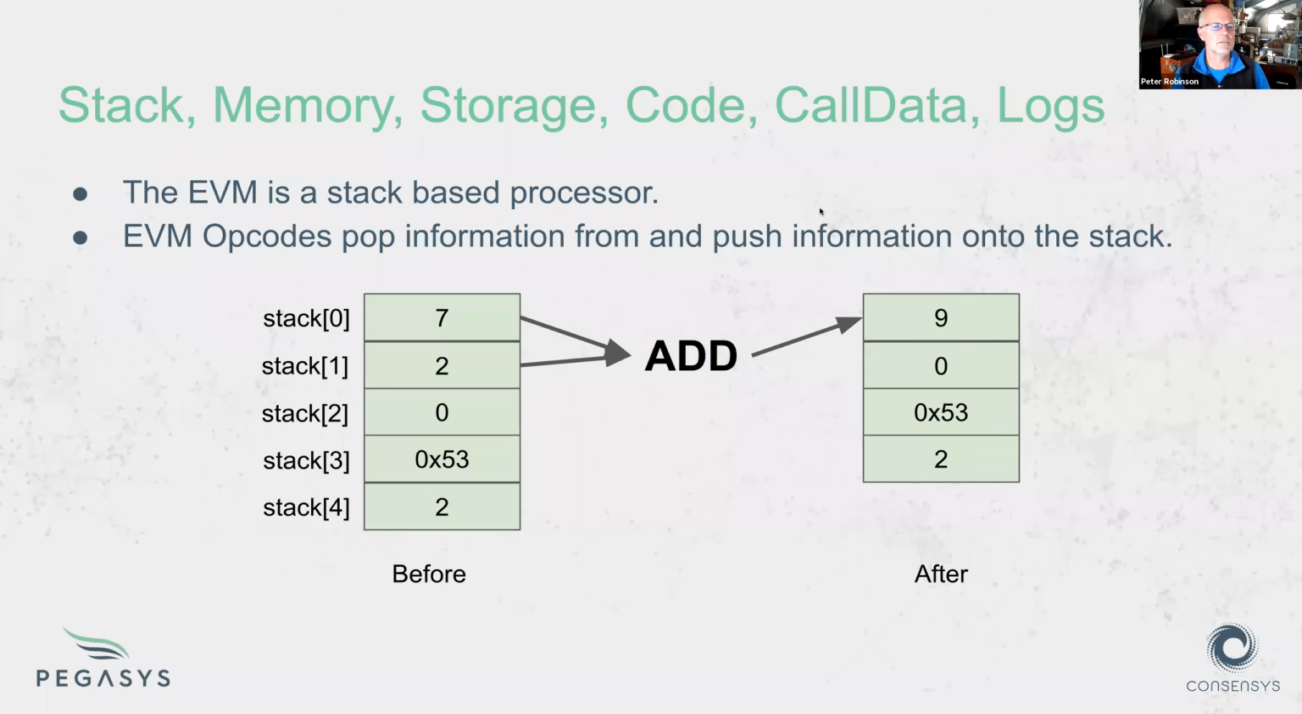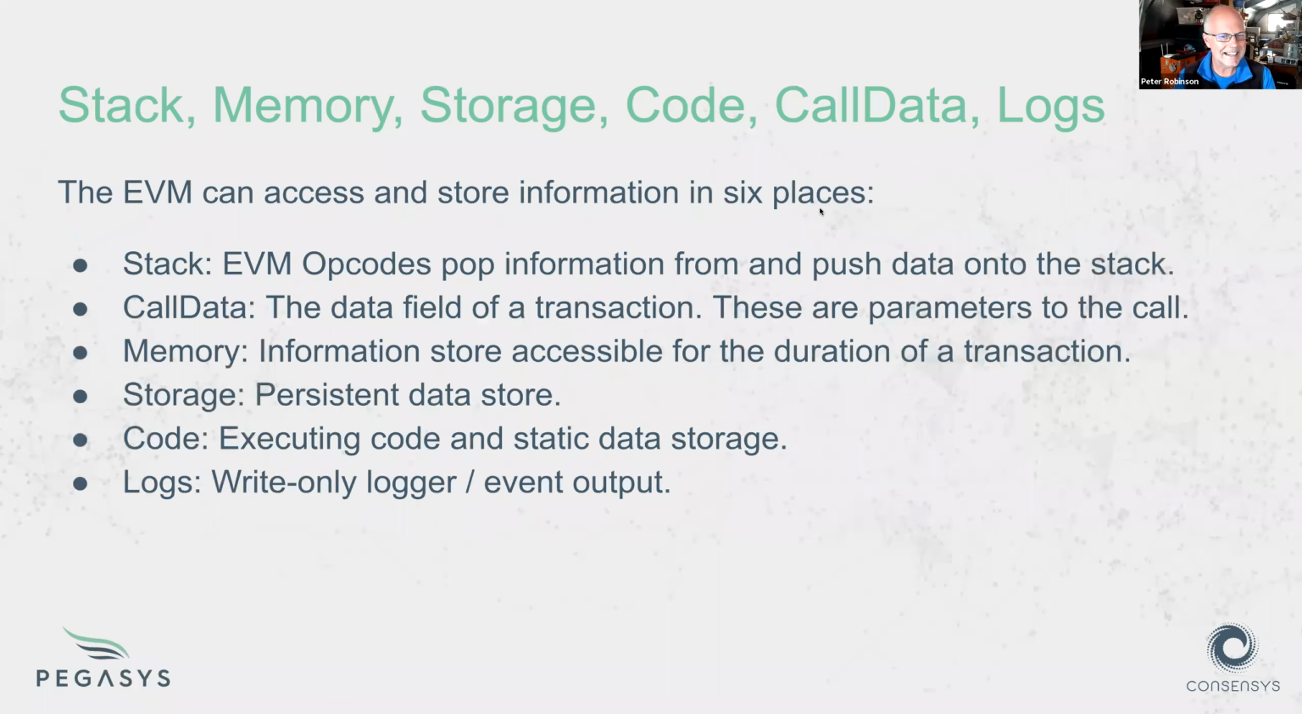And so inside of the EVM, you can access and store information from 6 different places. So there is the stack, so you can push stuff onto the stack and keep it there for a while as temporary storage. The stack isn't persistent, so at the end of the transaction, the stack is gone. You've also got CallData. So you remember the data field that there was in a transaction. So that information is available to the contract. So when that transaction comes in, that CallData is a read-only memory area.